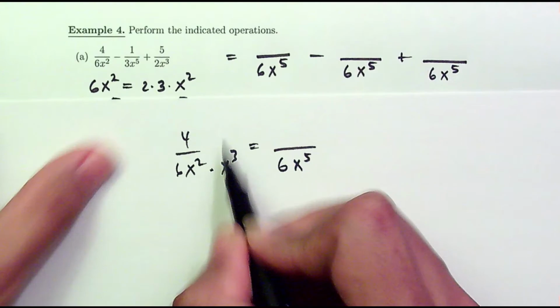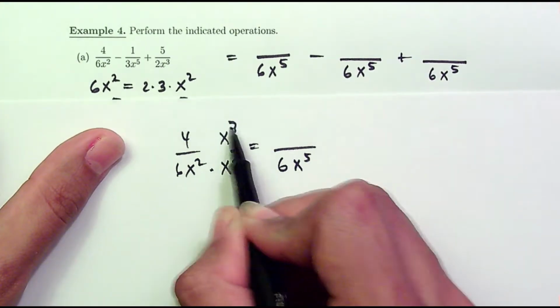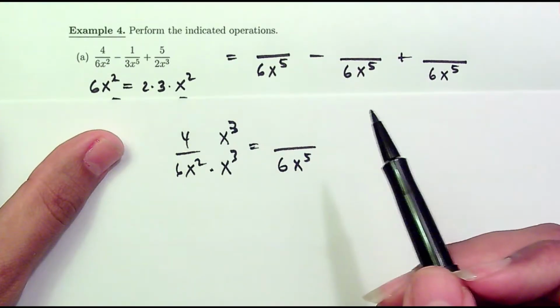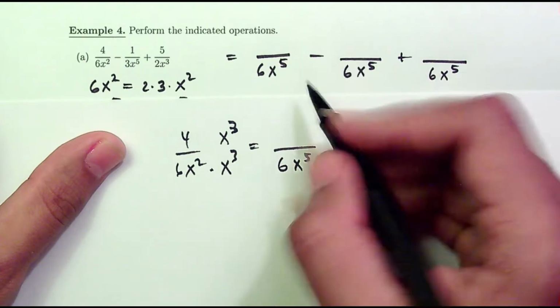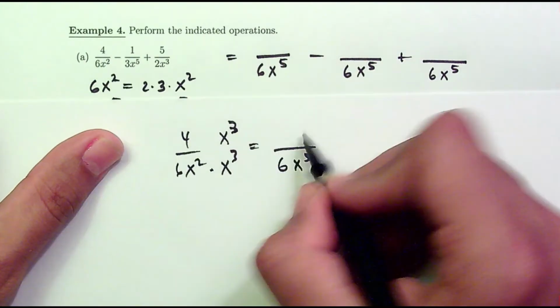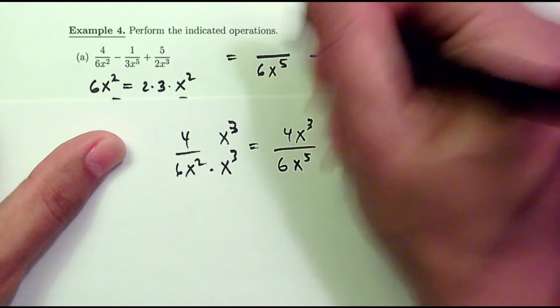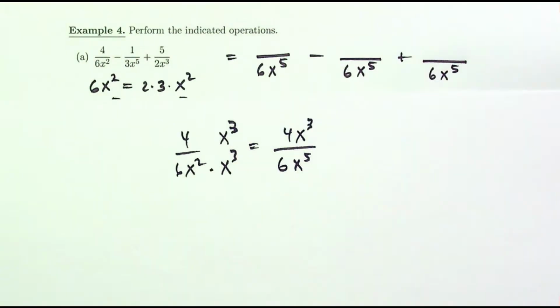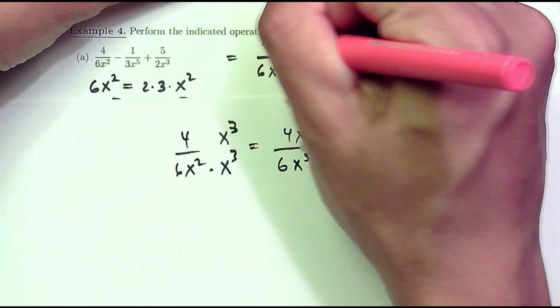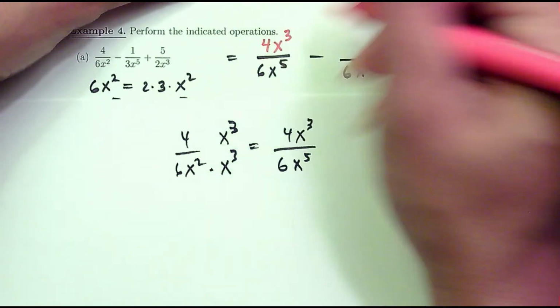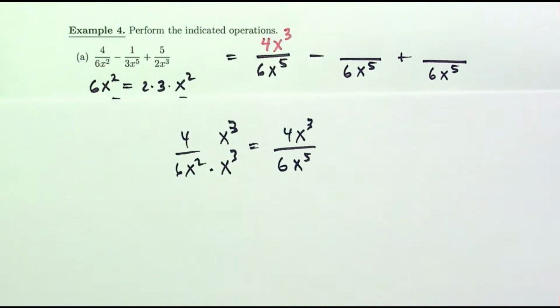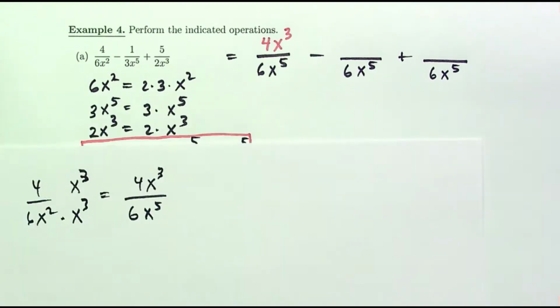So whatever you do to the bottom, you do to the top. So that means I need to multiply that by x cubed. So the top is going to become 4 times x cubed, which is 4x cubed. So that's what I'm going to write here. That's going to become 4x cubed. And you multiply top and bottom by x cubed. Now, how about the next one?